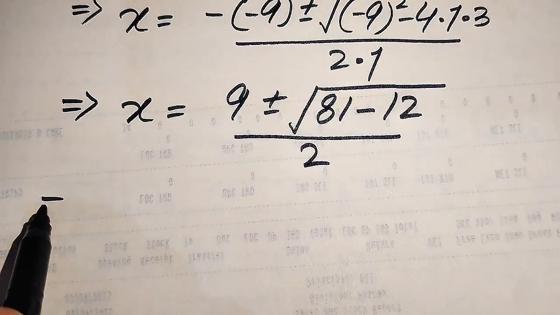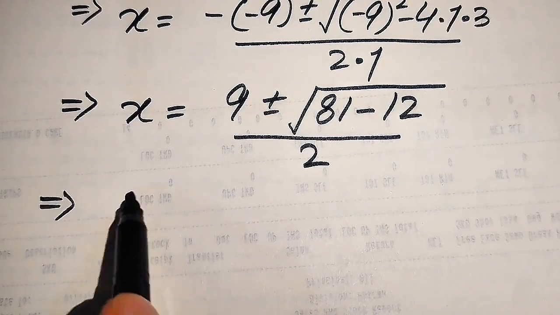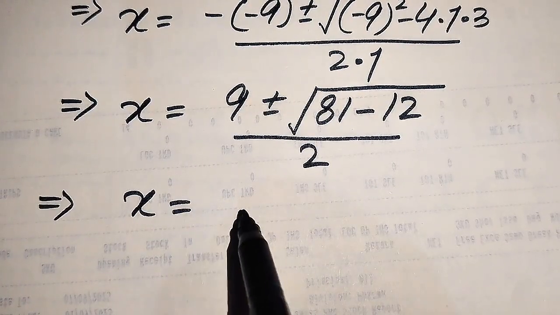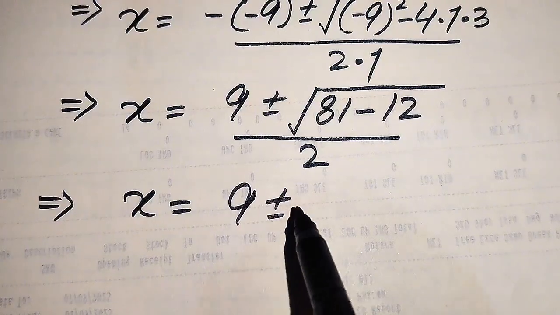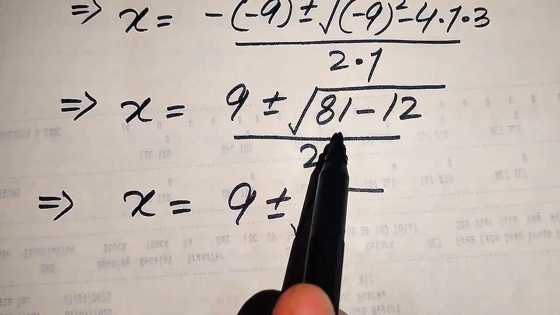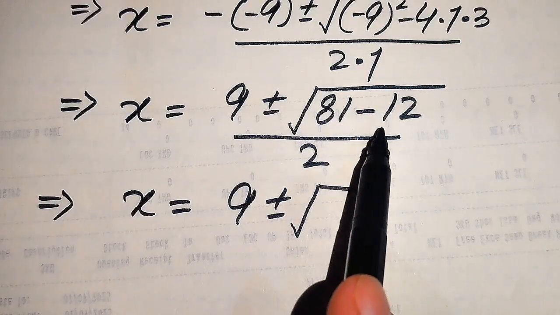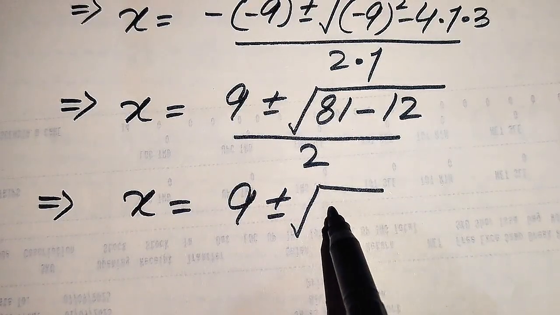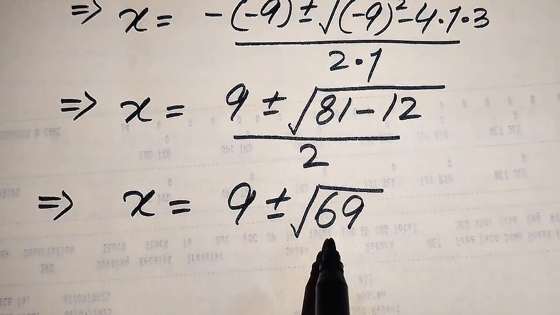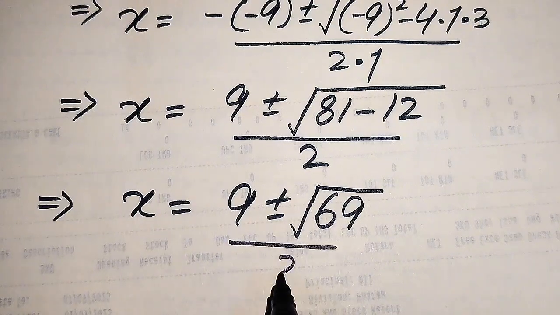So further in the next step we need more simplification, and it will be written as x is equal to 9 plus minus square root of 81 minus 12, and 81 minus 12 becomes 69, and it is divided by 2.